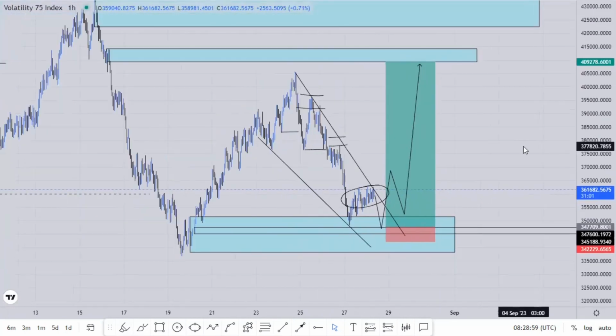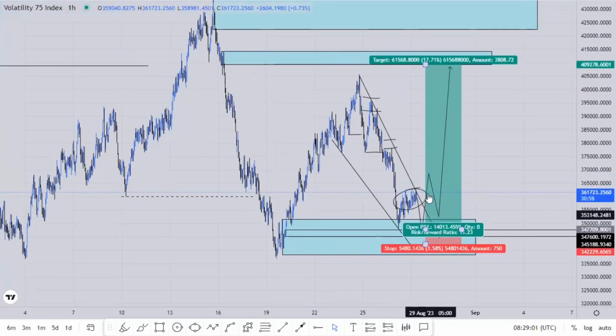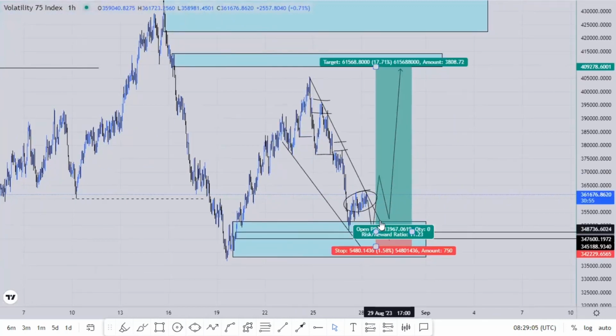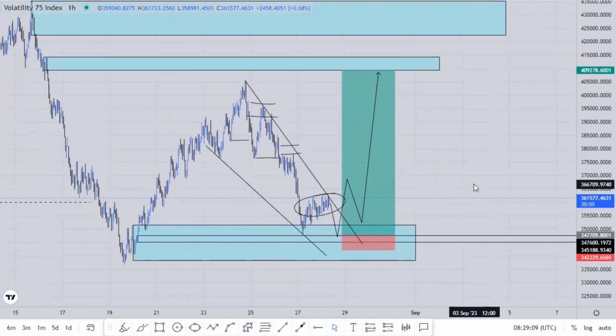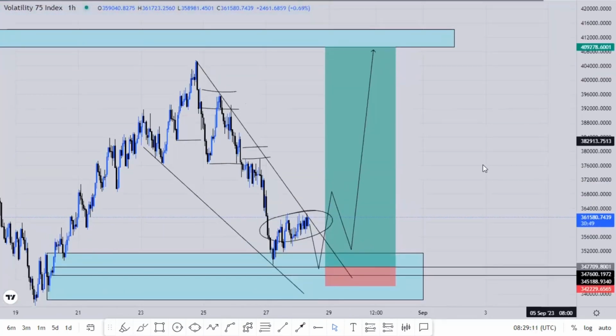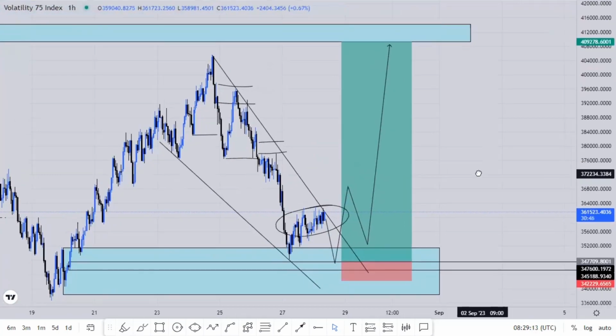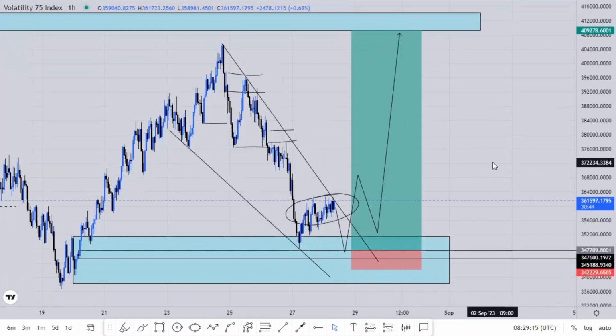So here on VIX 75, I spoke about maybe if it breaks here, you can also wait for the pullback into this demand here or pull back into that trend line. You can as well take buying opportunities. So guys, I hope you get it.